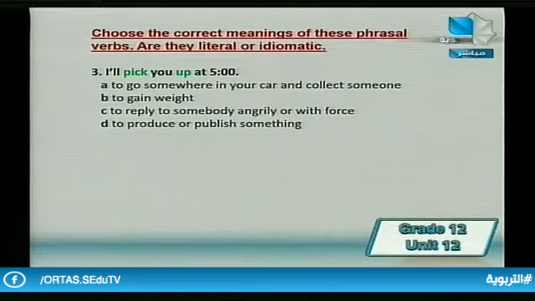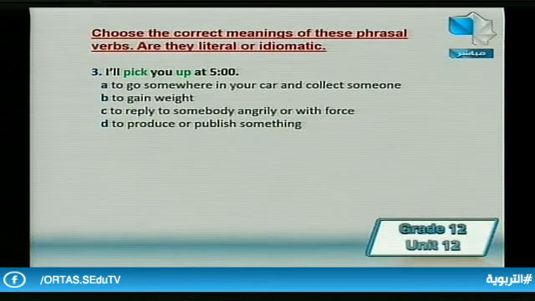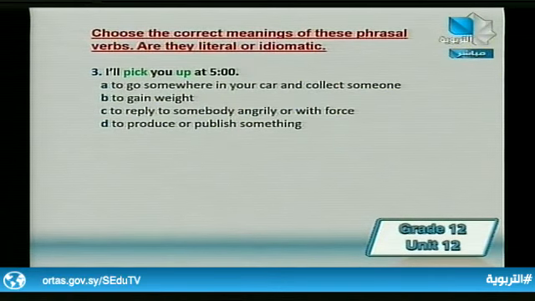Ms. Wala, we have more examples about that, please. Number 3: I'll pick you up at 5 o'clock. Here we have a phrasal verb, pick up. We have 4 choices: to go somewhere in your car and collect someone, to gain weight, to reply to someone angrily or with force, or to produce or publish something. Pick you up at 5 means here to go somewhere in your car and collect someone who's waiting for you.